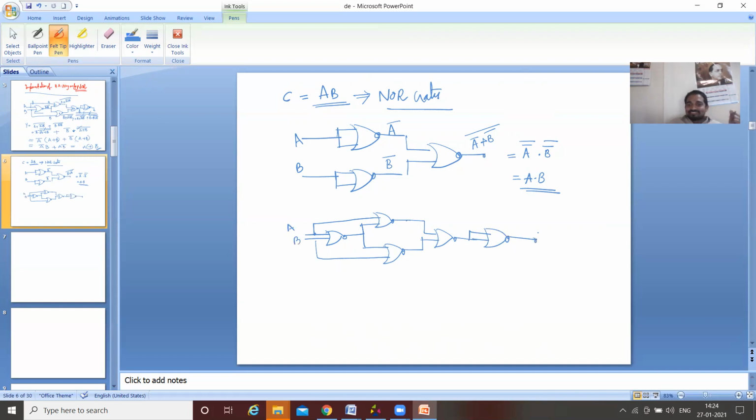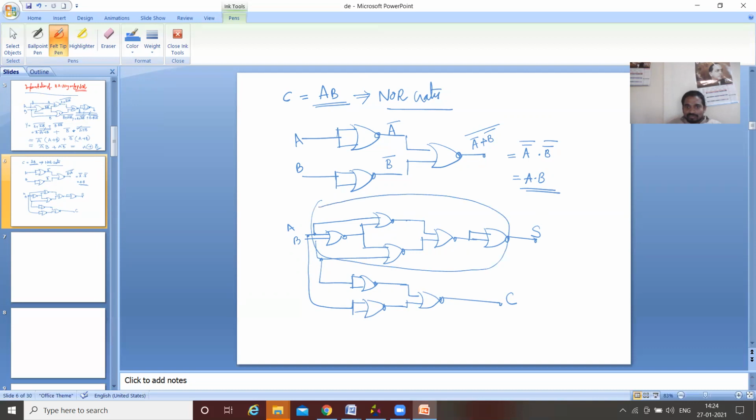Next one is A complement. Next B, that is B. This is A complement. Here is the implementation of this function as an exclusive OR gate, XOR gate, using only NOR gates, and this is similar to an AND gate.